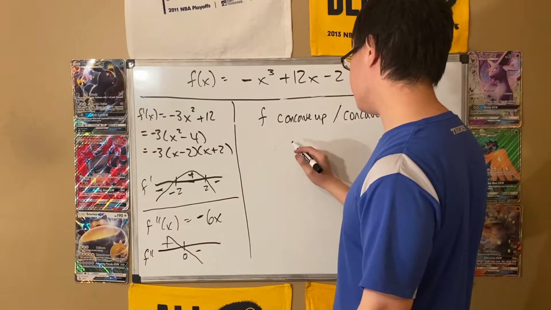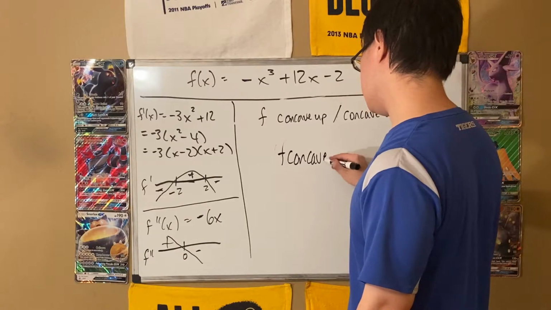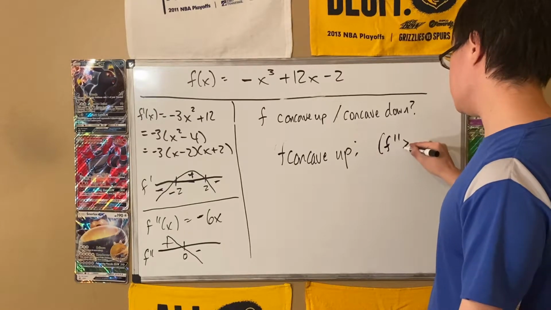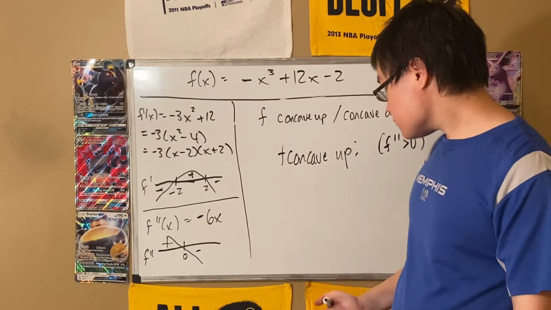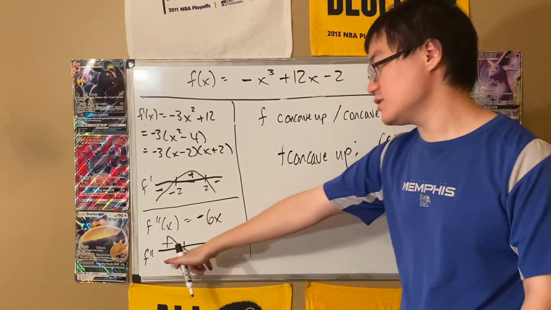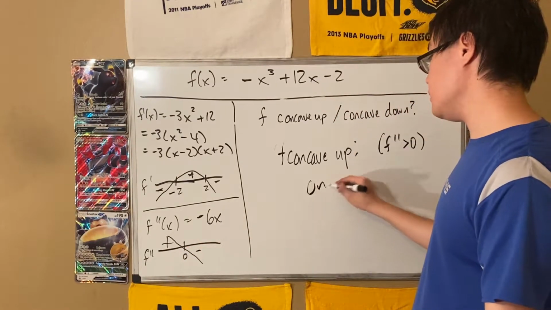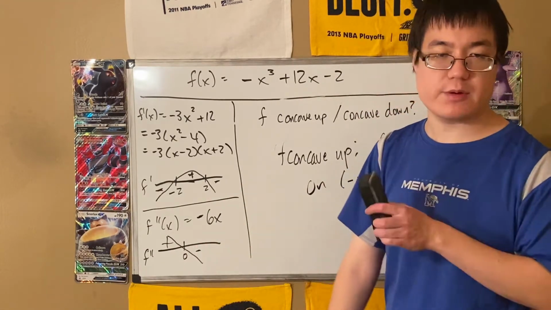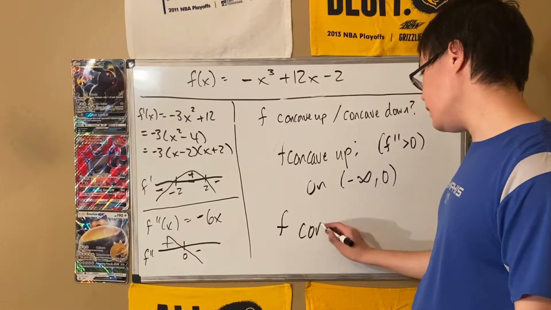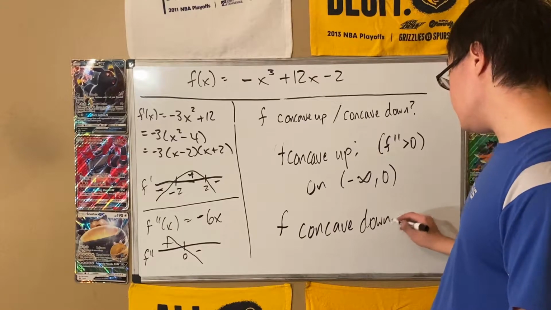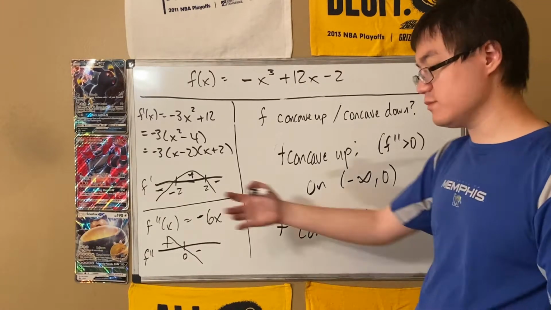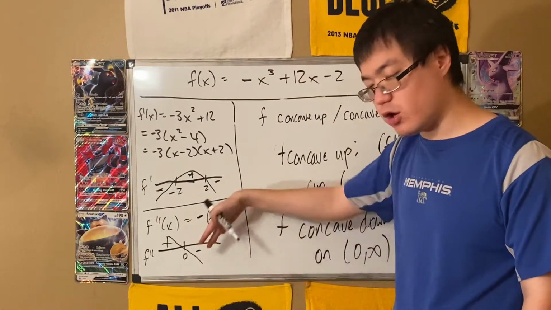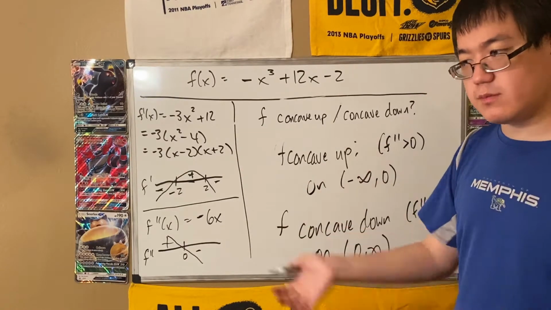So where's f concave up? Well, f is concave up when f double prime is positive. That's the justification. And that's where f double prime is positive. So in this case, it looks like it's from negative infinity to 0. Nothing too crazy. Just look at the sign chart. Just tell me where it's positive. Tell me where it's negative. What's the answer to this one? Well, f is concave down when f double prime is negative. So that's going to be from 0 to infinity. Again, just take that second derivative, draw that nice sign chart, know the rule, boom, boom, boom, the answer's there.